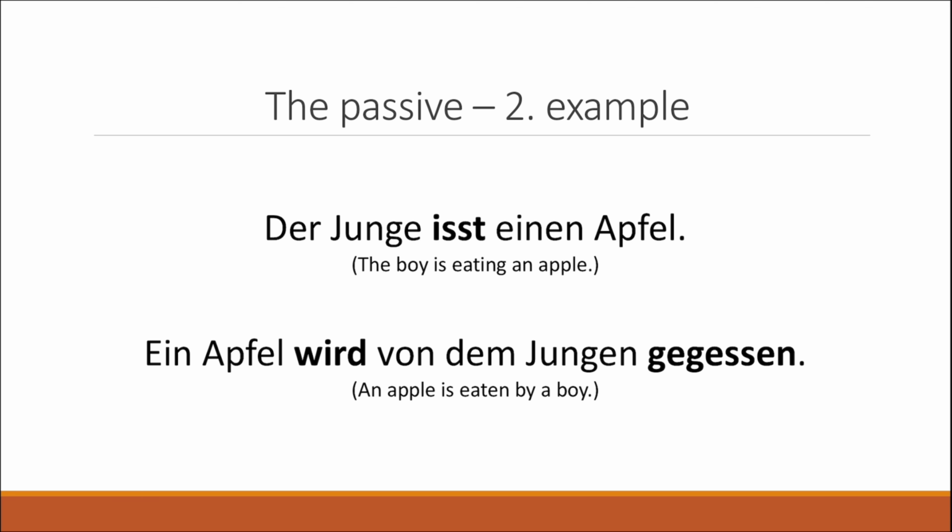We're simply going to firstly conjugate werden to the present simple, and it's going to be followed by the Partizip 2 of the main verb, so the Partizip 2 of essen, which is gegessen. And now, as we can see, we're simply changing the subject with the object and the object with the subject. So the subject of the active sentence, der Junge, is going to become the agent of the second one, von dem Jungen, and it's going to be in the dative case. And the object of the active sentence, so einen Apfel, the accusative object, is going to become the subject of the passive sentence. It's going to be ein Apfel.